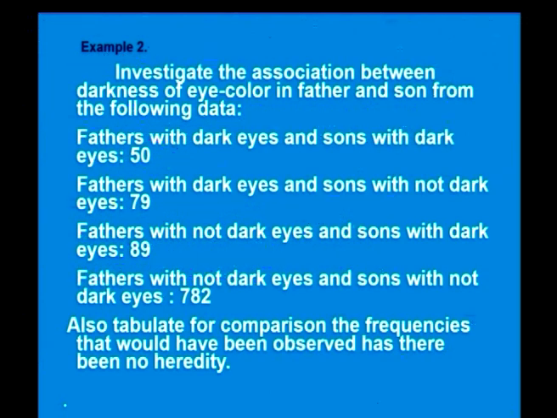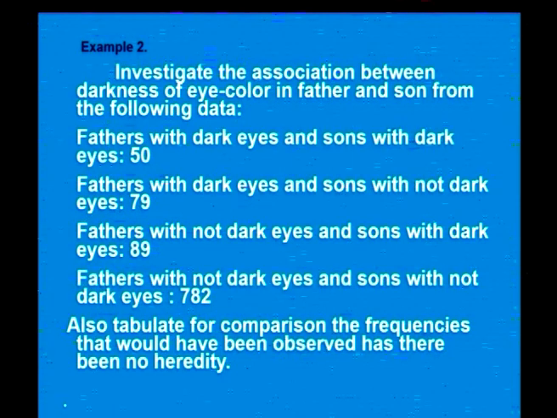Next question is regarding the association of two attributes. The attributes are not directly given as A and B. You are given a description of the attributes. You have to decide what is A and what is B according to the information given in the question, convert this into alphabets and then use the values given in the question. First find the association or investigate the association using delta value. Also tabulate the comparison of frequencies that would have been observed if there is no heredity.